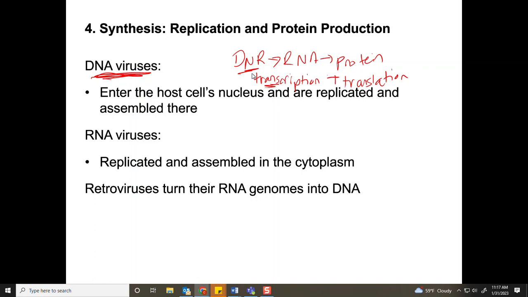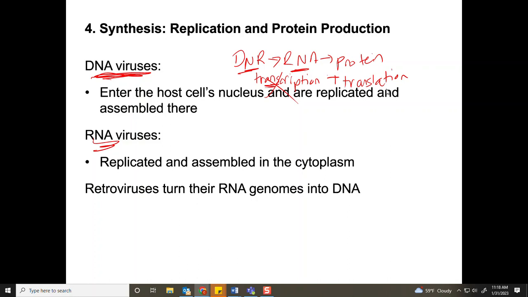So that's why our DNA will travel to the nucleus of the host cell where that process, transcription, is performed. On the other hand, if we have an RNA virus, it doesn't need to be transcribed because it's already in RNA form. So it will instead go through the process of translation by utilizing the host cell's machinery, like its ribosomes, in order to make more viral protein and then assemble it into the correct structure. And that's going to happen in the cytoplasm because that's where translation happens in host cells.